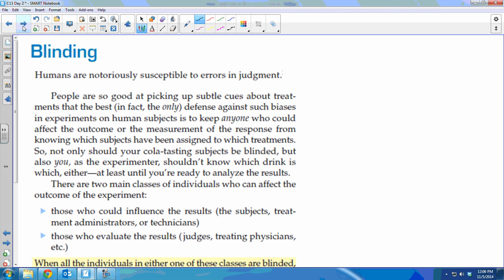Blinding. We haven't talked about blinding, so we're talking about blinding for a second. This is the first sentence in this section I thought was very clever and true. Humans are notoriously susceptible to errors in judgment. So, because of that, we try to blind experiments. By blinding, I mean you withhold information from these people so different people don't know what's going on.